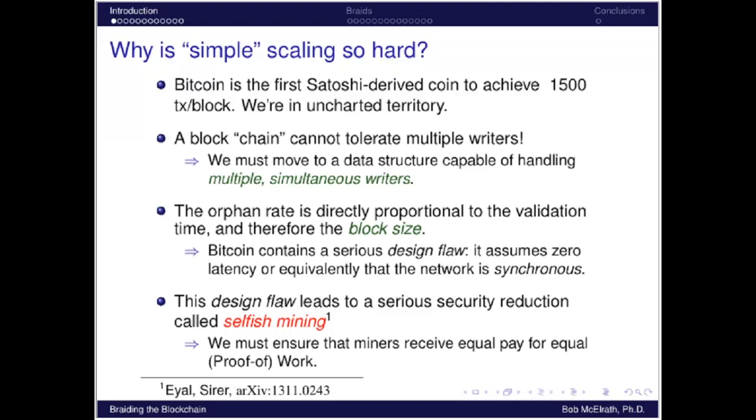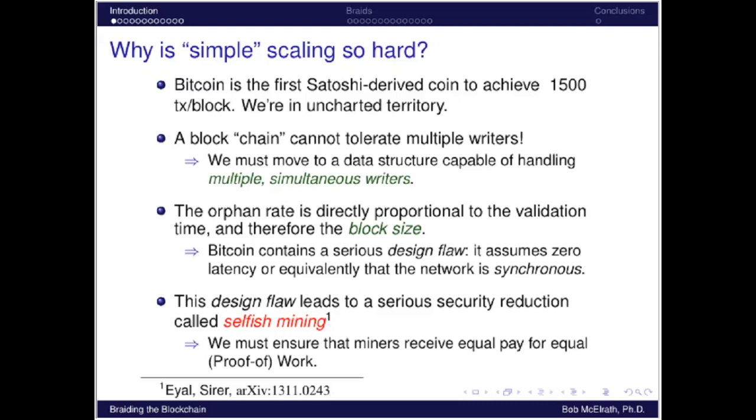The problem that arises is that blocks become orphaned, and the rate at which this happens is proportional to the validation time and therefore to the block size. Bitcoin has a very serious design flaw. It assumes zero latency, or equivalently, that the network is synchronous. In other words, everybody's supposed to receive the new block all at the same time and add it to the chain all at the same time. Of course, that can't happen.